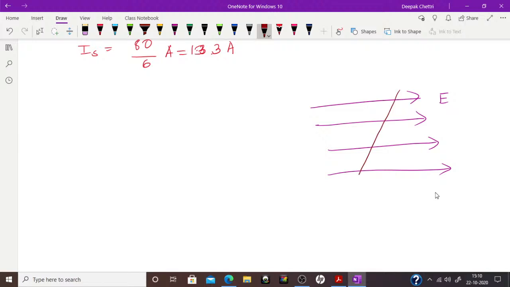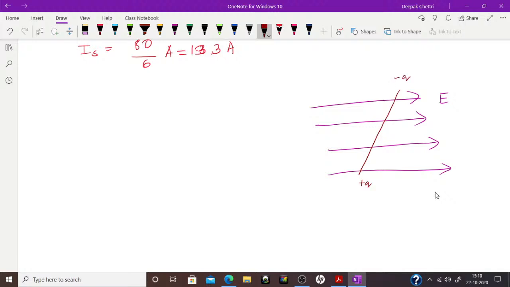I have explained what a dipole is, right? It's a system of two charges separated by a small distance. So this dipole will experience a torque. It will rotate in this electric field, right? Why? Because let us say this is plus Q, this is minus Q.